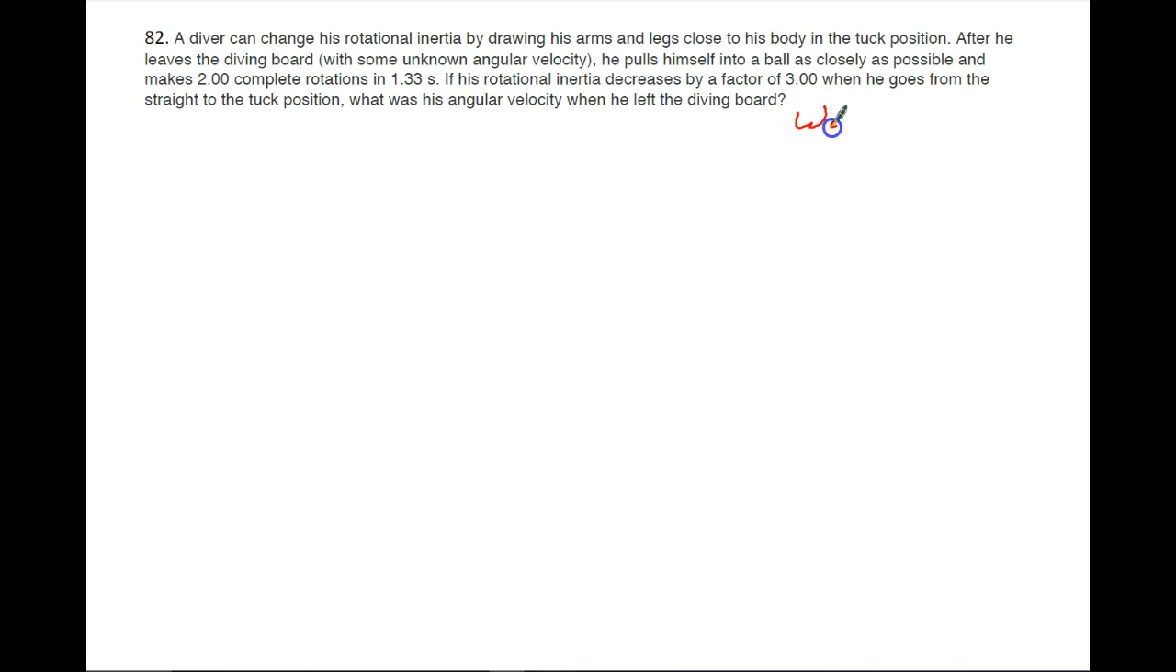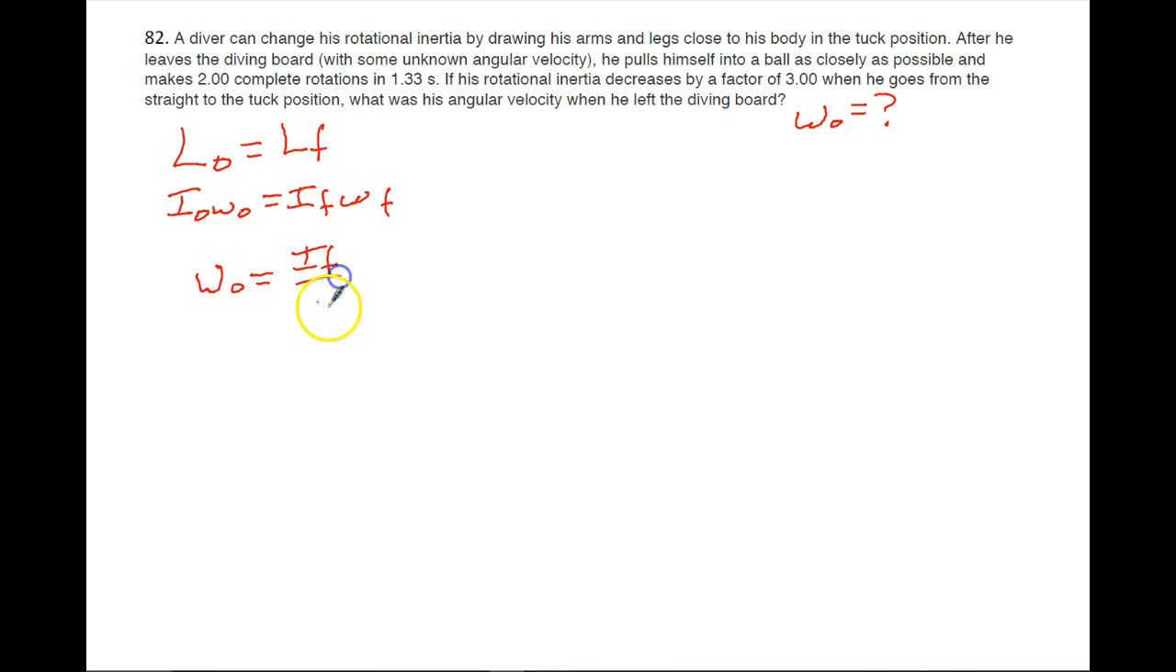So we're looking for what is the original angular velocity. We know that the angular momentum is conserved, so L O is equal to L F. So that's I O omega O is equal to I F omega F. We're going to look for omega O, and that's equal to I F over I O times omega F. They said that his rotational inertia decreases by a factor of 3. So that means that this is going to be 1 over 3 times my omega F, which is going to be something we need to figure out.